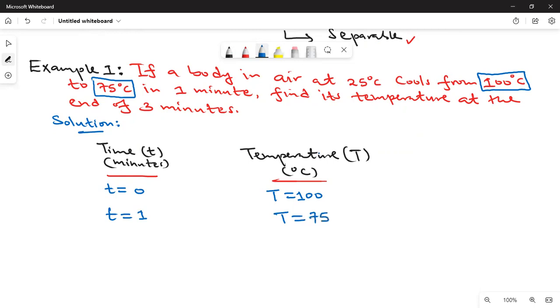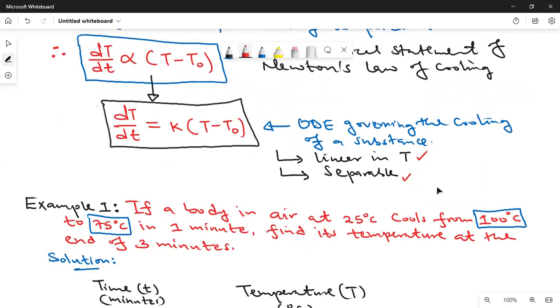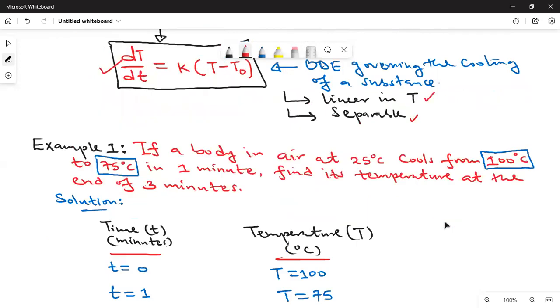Now, what are we asked to determine? We are asked to find the temperature at the end of 3 minutes. At the end of 3 minutes, what will be the temperature? That is the question, so let me put a question mark. We don't know the temperature. But we know the ODE that we are supposed to solve. It is this one: dT/dt equals k times T minus T naught.